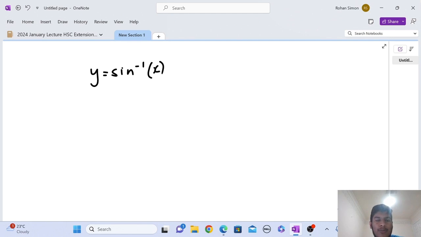It's just good to be familiar with, and it's a good technique to be familiar with, although it's very unlikely that you'll be asked to reproduce something like this in the exam situation. So let's say we define an equation, y equals sine inverse of x.